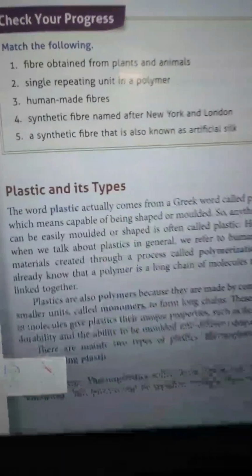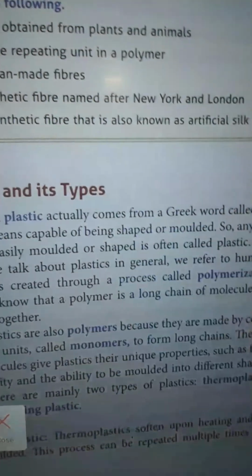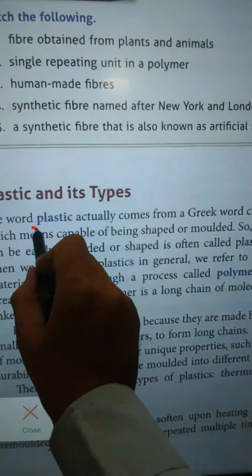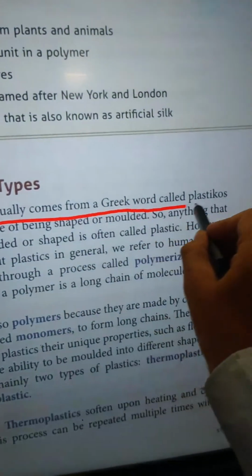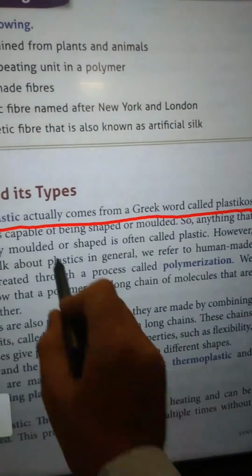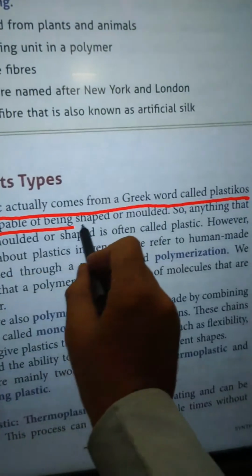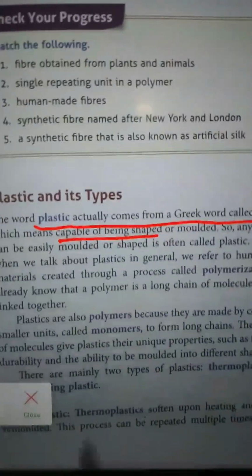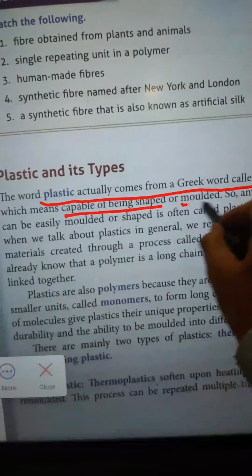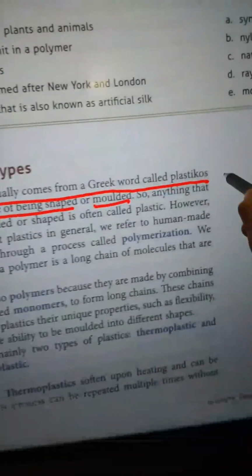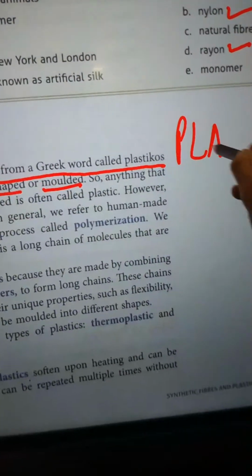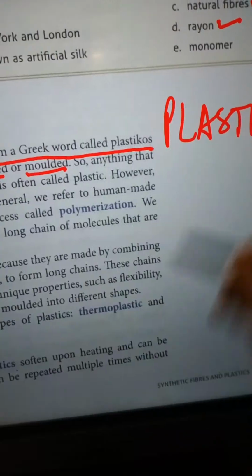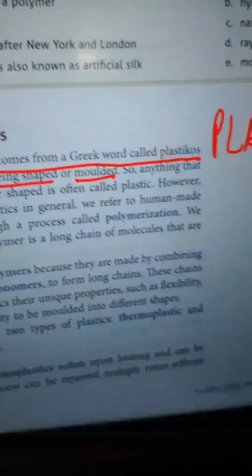Now next, very important, comes plastic. The word plastic comes from the Greek word plastikos, which means anything which is capable of being shaped. Any material which can be shaped or molded. So the word plastic, which all of you know and you use, comes from a Greek word.